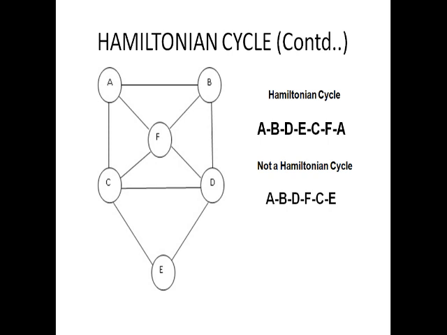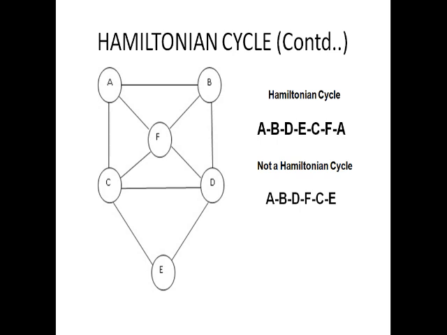The Hamiltonian cycle is A, B, D, E, C, F, A. We have followed the rules. That is, A to B we have visited, B to D we have visited, D to E we have visited, E to C we have visited, C to F we have visited, and F to A we have visited. Here we have not visited any node twice, and the starting node and the ending node are the same.